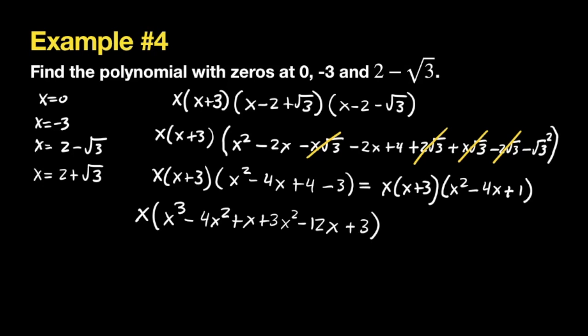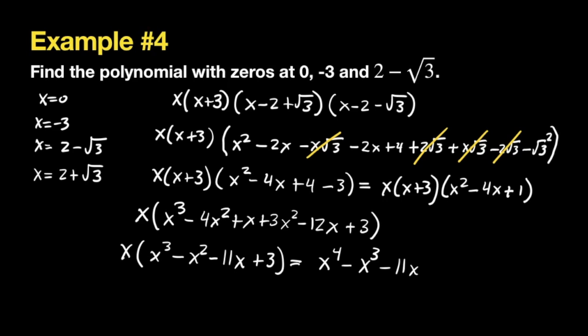You're going to combine like terms, and you have the x still outside, x to the third minus x to the second, because we have a negative 4 and a positive 3. And then we have minus 11x plus 3. Now, when you have to multiply this x to everything inside, that makes it so much easier. Now we have x to the fourth minus x to the third minus 11x to the second plus 3x.